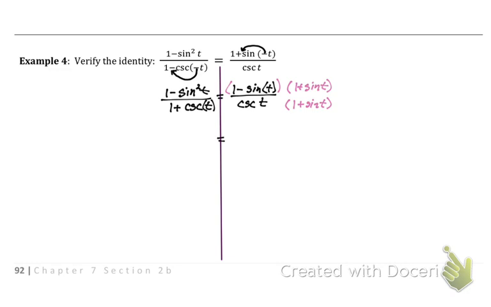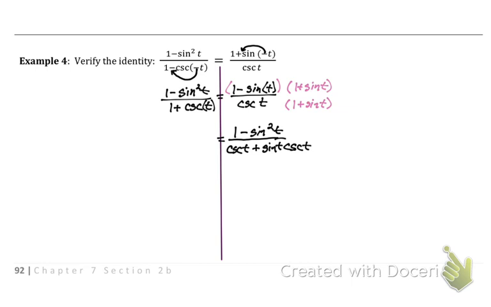This is a minus b times a plus b. This is just a squared minus b squared, which would be 1 squared minus sine squared. All over, I'm going to go ahead and distribute that cosecant to both things. So this will be all over cosecant t plus sine t cosecant t. Would there still be a t on the top? There would be a t on top. Sorry. I sometimes drop those because it's easier to write. But thank you for pointing that out.